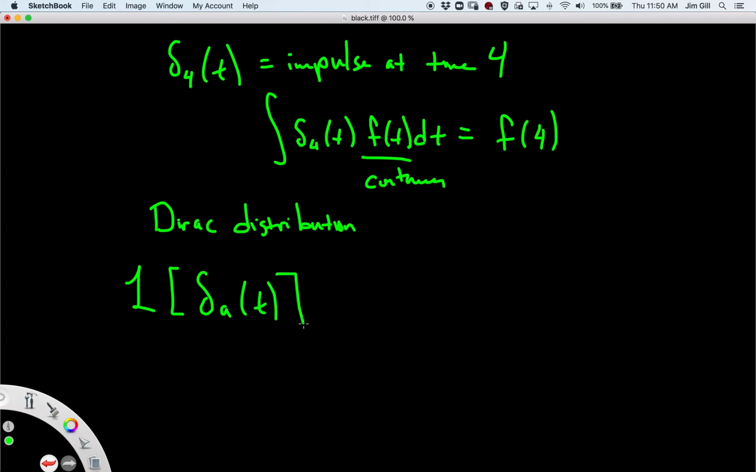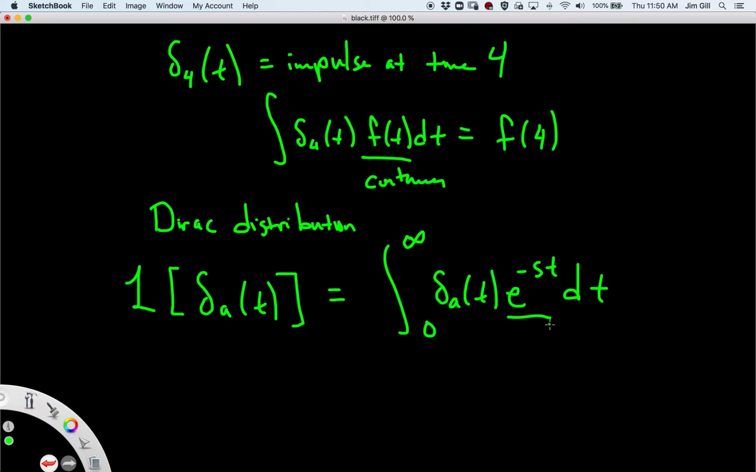So let's think about what the Laplace transform would be. The definition of the Laplace transform says we integrate from 0 to infinity of this thing, this distribution, not a function, times this function e to the minus st dt. Now we're integrating over t, so s is a constant, and now we say, oh, well, e to the minus st, this is a continuous function. And so this is going to be equal to whatever this continuous function is at a. So this is e to the minus sa. So that is the Laplace transform of this Dirac distribution.